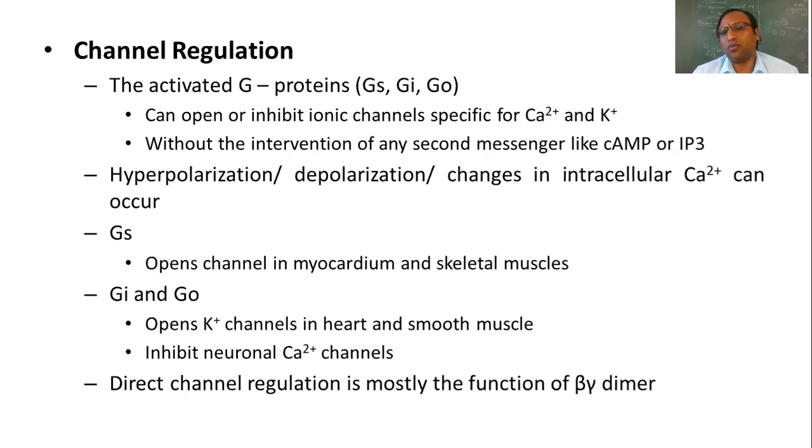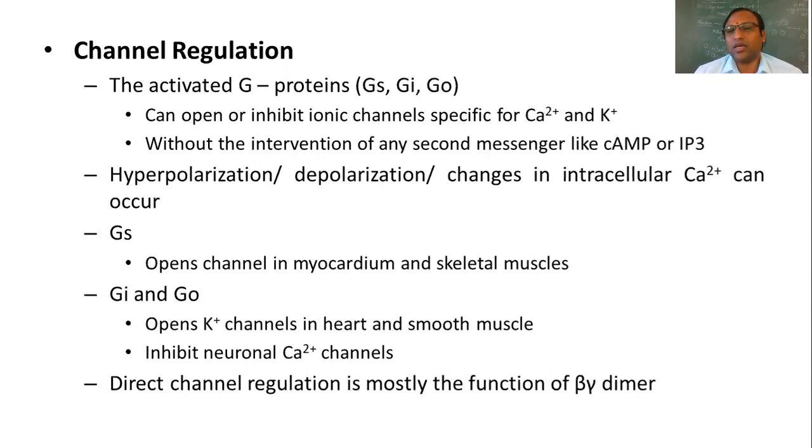So Gs, what does it do? It opens the channel in myocardium and skeletal muscles. Then Gi and Go: Gi is for inhibition, Go is for opening. Go opens the K+ channels in the heart and the smooth muscle. Gi inhibits the neural Ca2+ channels. So this function takes place.